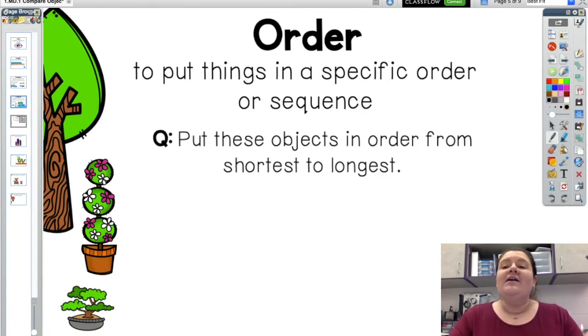All right, and I can also put things in order. So when I put things in order, I'm putting them in a specific order. So let's take a look at this question. This question says to put these objects in order from shortest to longest.